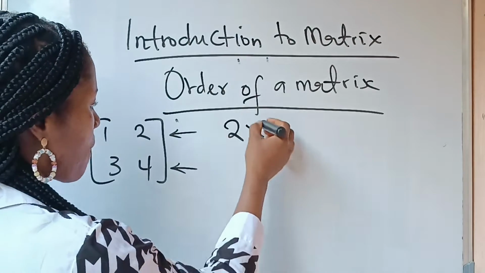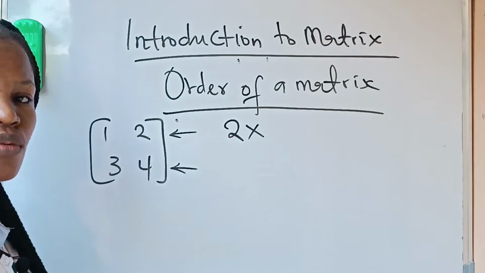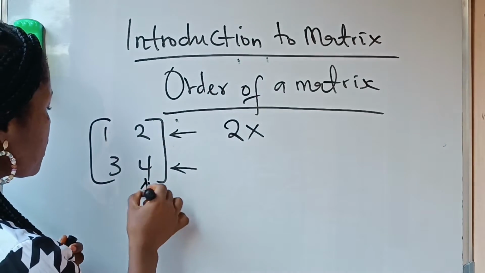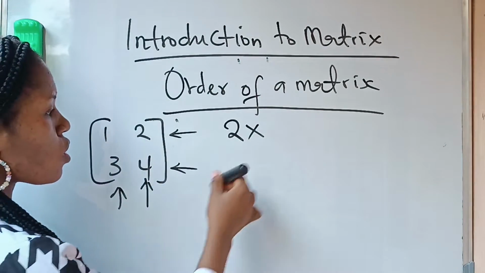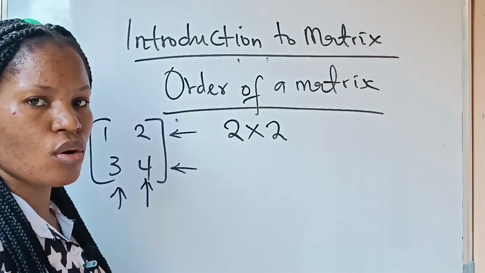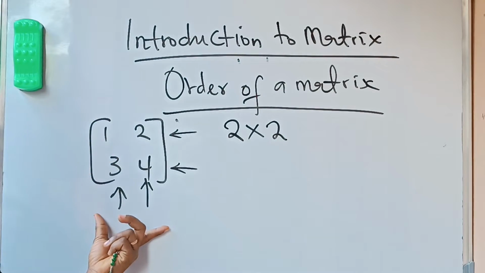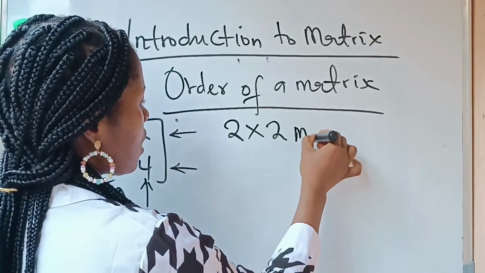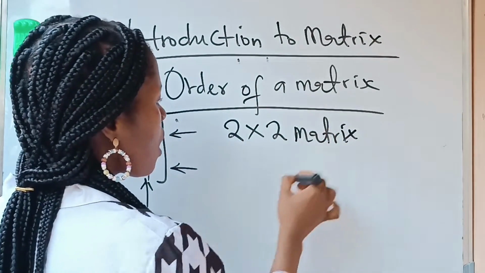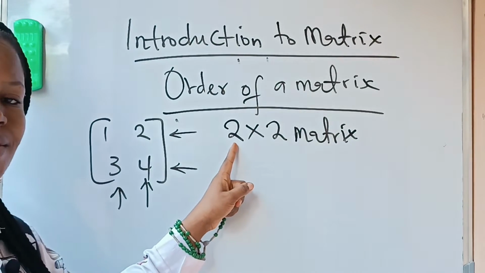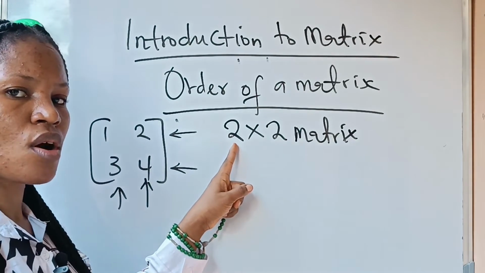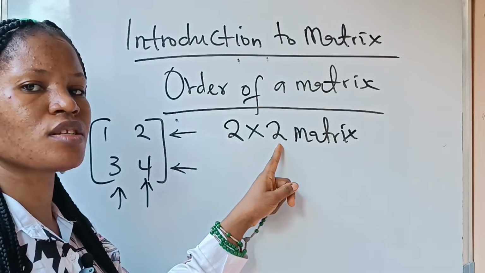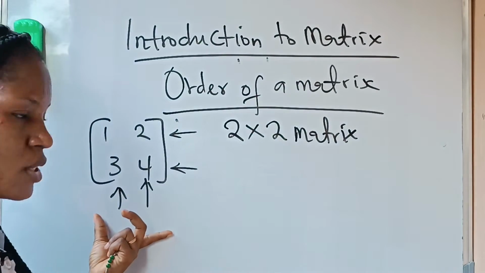We write it first by, then how many columns do we have? We have 1, we have 2. Our vertical arrangements are 2 also. So that means we have 2 columns. So it means that this particular matrix is what? A 2 by 2 matrix, whereby the first 2 represents the number of rows of this particular matrix, and the second 2 represents the number of columns of this matrix.